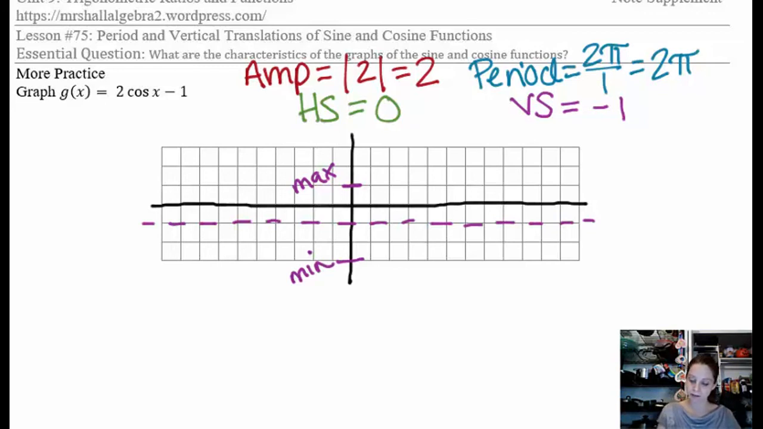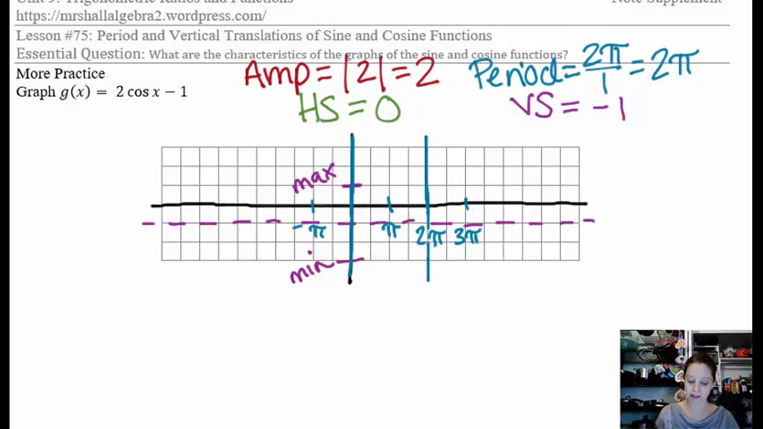And the period is 2 pi. So since there's no horizontal shift, I'm going to start my period here, and then I'm going to call this pi and this 2 pi. I can label further, which would make this 3 pi, this negative pi. But my period goes between 0 and 2 pi. So I need to get one complete cycle in between those vertical bars.